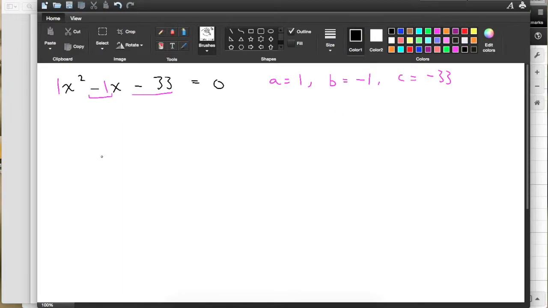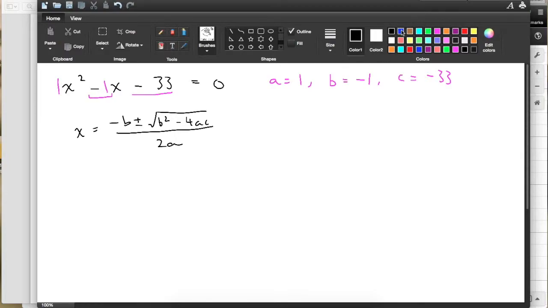Okay, good. Now I can go ahead and use the quadratic equation. Okay, x equals negative b plus or minus the square root of b squared minus 4ac over 2a. Even if you know it off by heart and you're really confident with it, still write it out before you begin. Just good practice.